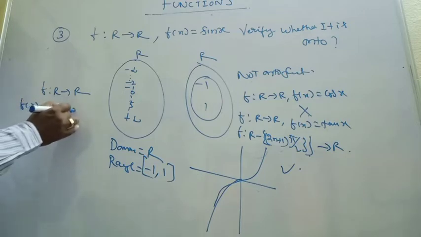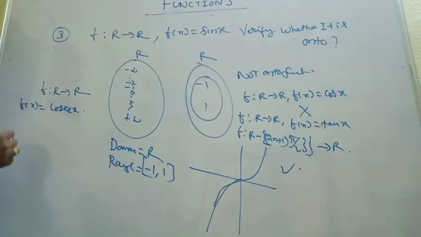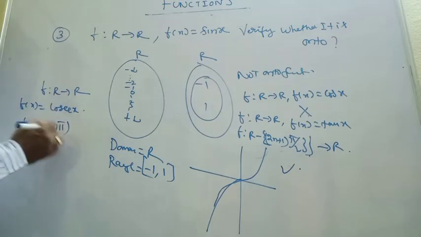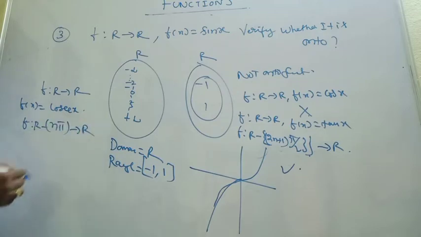Cosecant x, is it a real onto function? Actually, the codomain is R, and the domain is R minus n pi, because 1 by sin x is undefined there. We have to take the codomain as R like this, right?